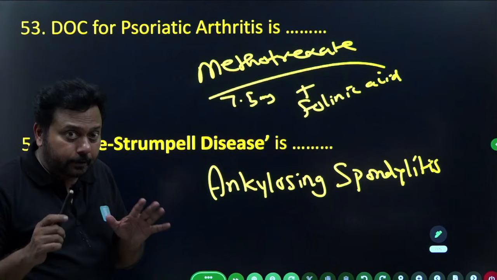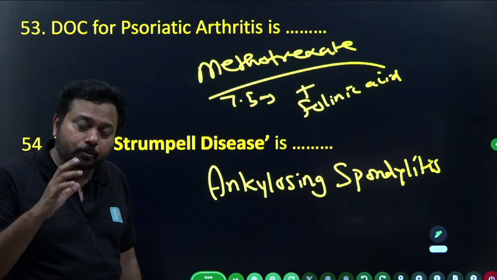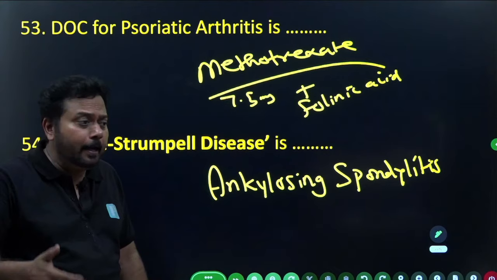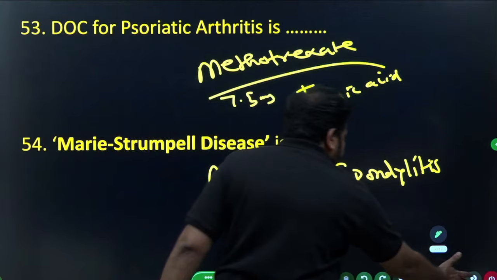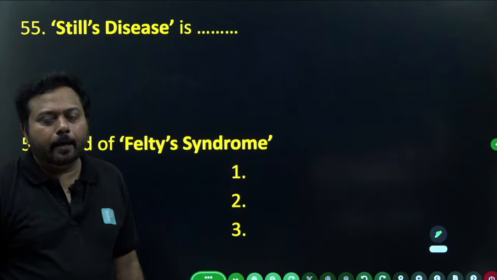The very peculiar thing: in the majority of arthritis, rest will relieve the pain and movement will worsen the pain. This happens in reverse in ankylosing spondylitis. Early morning the patient will be having pain. When they start working, the pain will come down. That is ankylosing spondylitis. And the famous orthopedic clinical teaching is, when somebody complains of low backache, don't think of rheumatoid arthritis. Think of ankylosing spondylitis. Rheumatoid arthritis usually will not present with low backache.